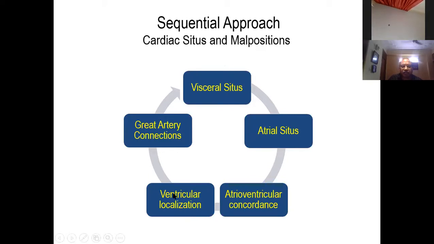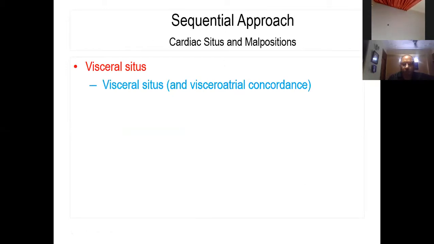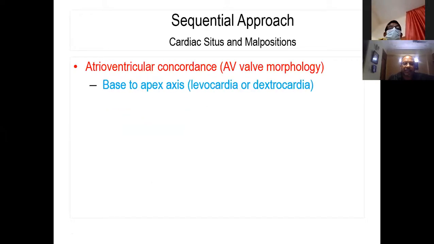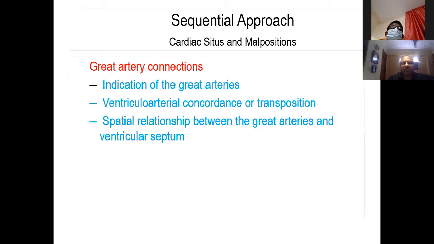And finally, what are the ventricles? What is the connection of atria to ventricle and how do the ventricles look? And finally, whether the right ventricle gives rise to pulmonic artery and the left ventricle gives rise to aorta. And that's all we need to understand in this sequential approach. Let's look at the visceral situs or visceroatrial situs, then atrial situs, then ventricular localization, and last is atrioventricular concordance and great artery connections. Now I'll show my slides one by one and try to make you understand, although this is more of a practical topic rather than pure theory.